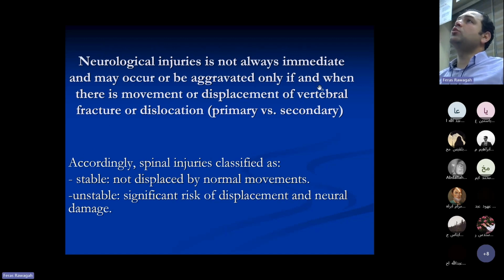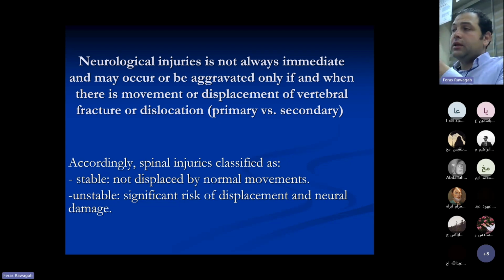Neurological injuries are not always immediate and may occur or be aggravated only when there is movement or displacement or fracture or dislocation. So there is primary injury and there is what is called secondary injury of the spinal cord. And the spinal injury can be classified as stable or unstable. In stable, it's not displaced by normal movement, and unstable, significant risk of displacement. That's why immobilization is very important.